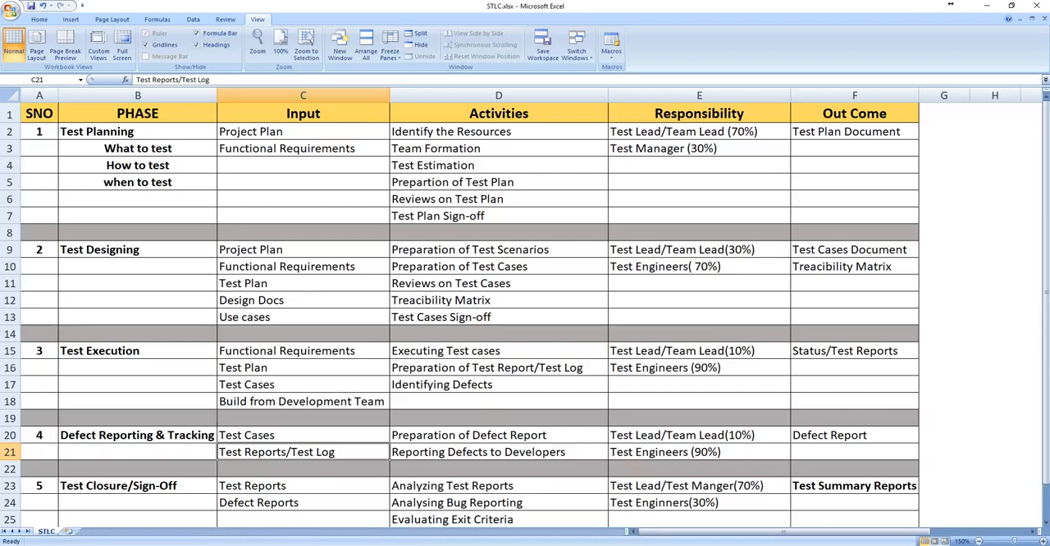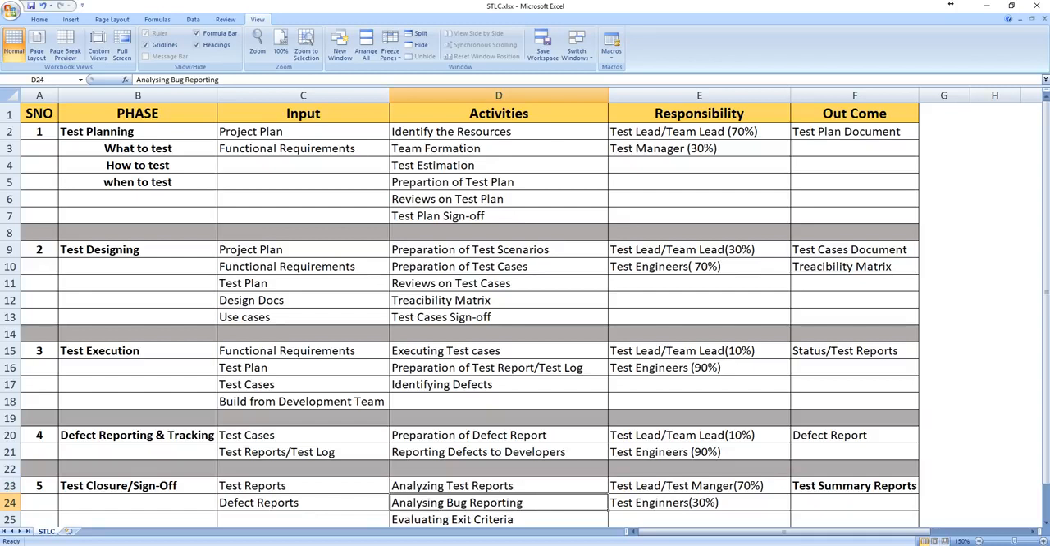Analyzing the reports, analyzing the bug reporting, and then evaluating exit criteria are all activities during the test closure or sign off phase. Here, the test lead or test manager role is 70% because, based upon the reports we have prepared, they have to tell whether we need to stop testing or wait for some other build. They are the decision makers, and test engineers are only 30% because we help them by analyzing the reports, bug reporting, and everything.